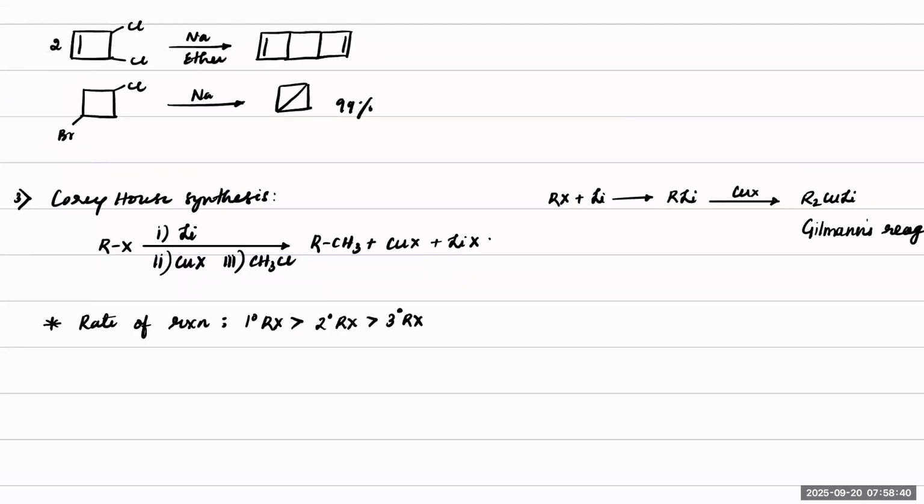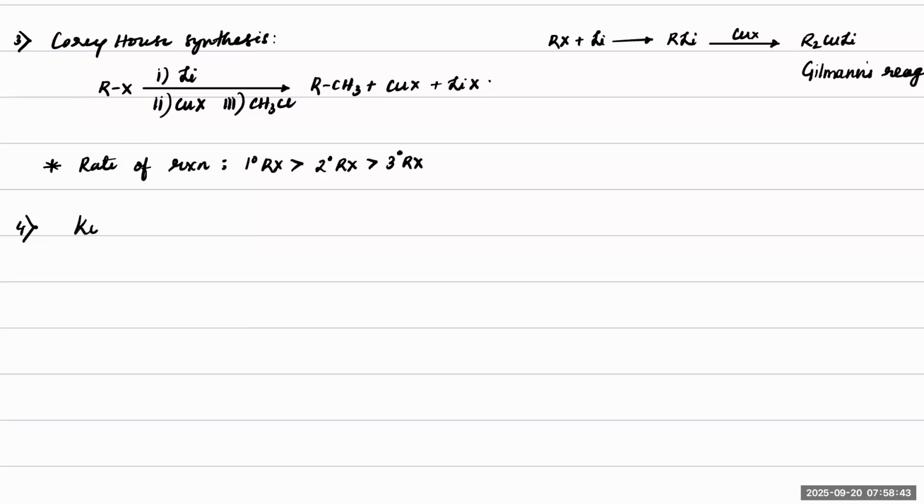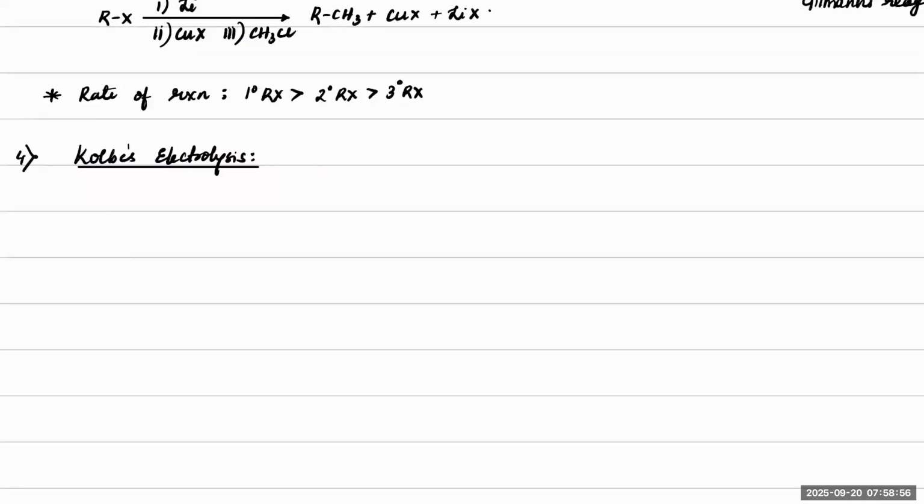Next, the fourth one, Kolbe's electrolysis. When it comes to Kolbe's electrolysis, two reactions will happen, one at the anode and one at the cathode. So what is the anode reaction? RC double bond O, O minus, will give RCOO dot plus 1 electron. This is the anode reaction. Next, the cathode reaction.